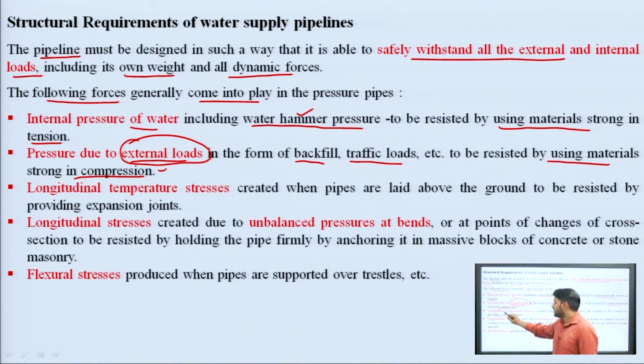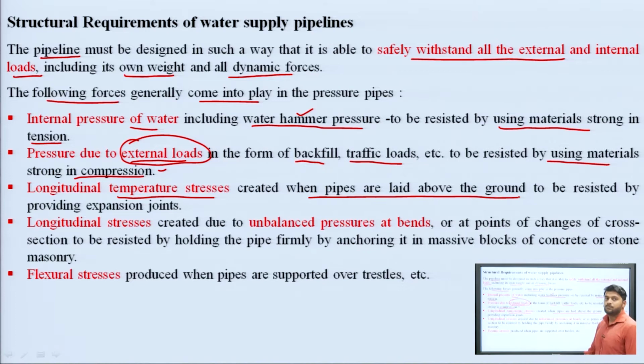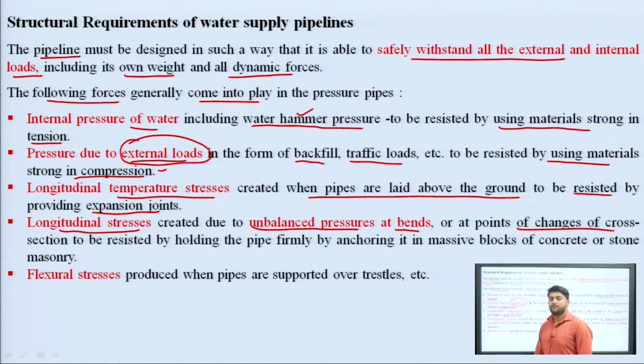Coming to the next stress, that is longitudinal temperature stresses. This type of stress comes into existence when the pipes are laid above the ground, and this type of stress can be resisted by providing an expansion joint. Next one is longitudinal stress due to unbalanced pressure, and this unbalanced pressure can be seen at bends or at the point where the pipe changes its cross section.